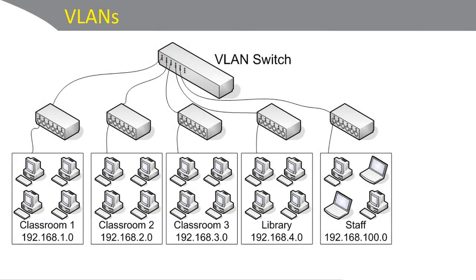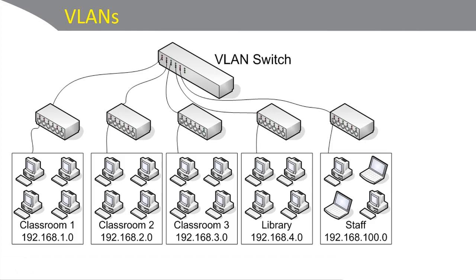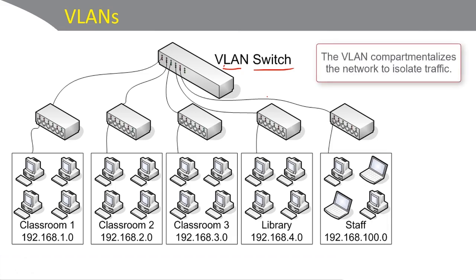A virtual LAN, or VLAN, is implemented primarily to segment the network, but it can also be used to reduce data collisions, organize the network, and potentially boost performance and possibly increase security. A device such as a switch, as we're showing here, a VLAN switch, will often control that virtual local area network. A VLAN compartmentalizes the network and it can isolate traffic.